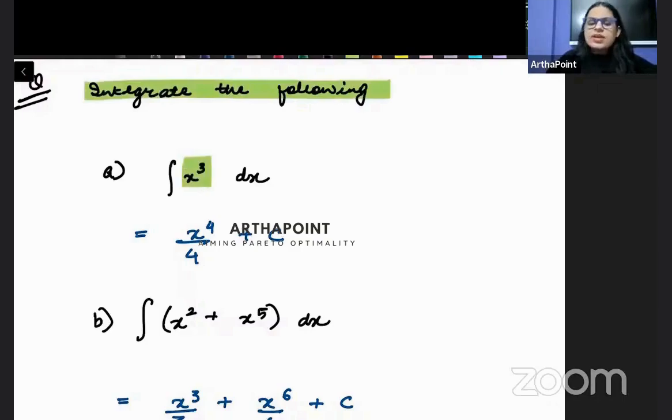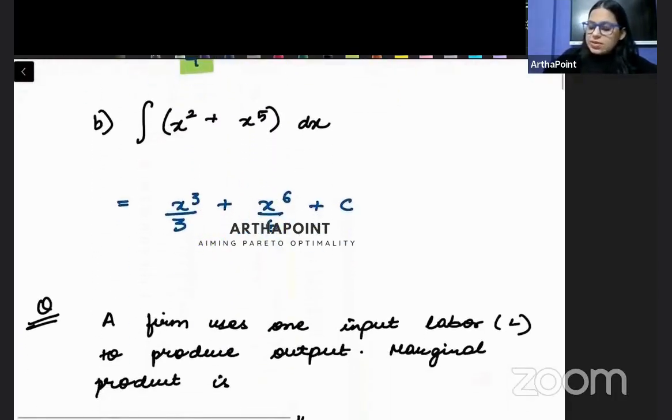Very simple. If it is x cube, the power will increase and you have to divide by a higher power. So it will be x to the power 4 divided by 4 plus c. Simple and done. Look at the second part.